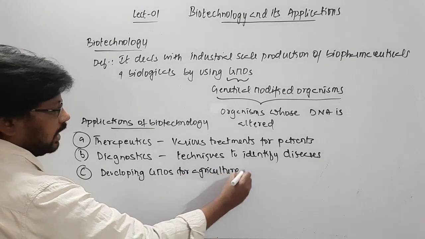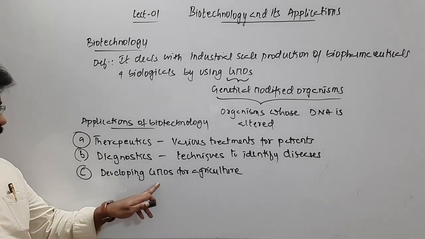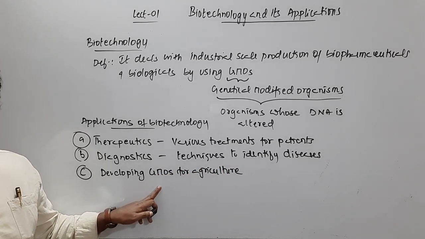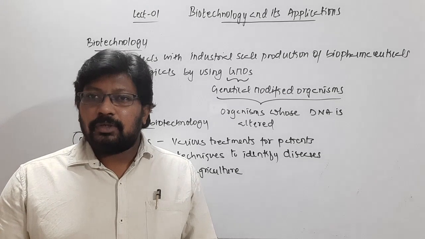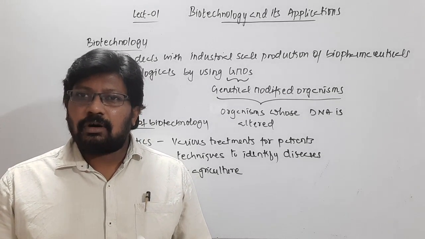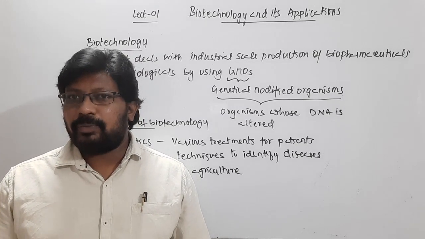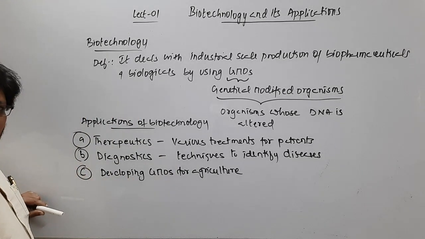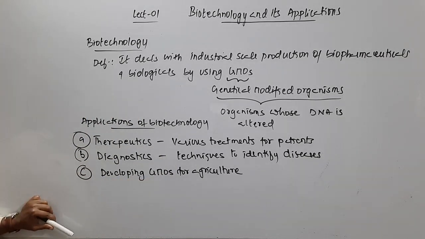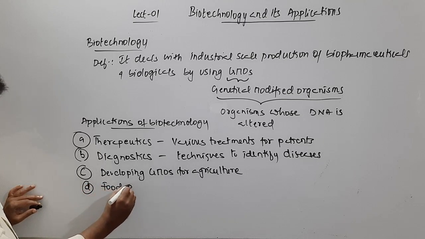We are able to produce various types of crops whose DNA is altered. So we have developed genetically modified crops, in which some crops are able to live in drought conditions or with very little water availability, or can withstand high temperatures or pHs and so on. Based on our requirements, we develop these genetically modified organisms or crops for agriculture. Then we are also using this in food processing.